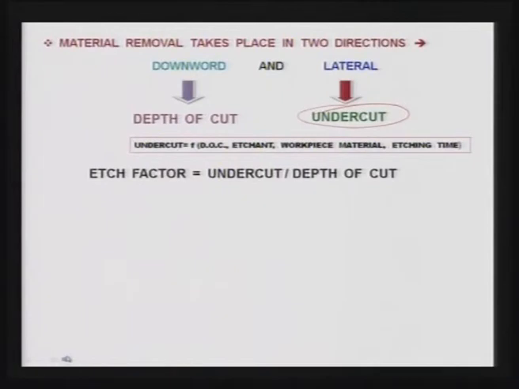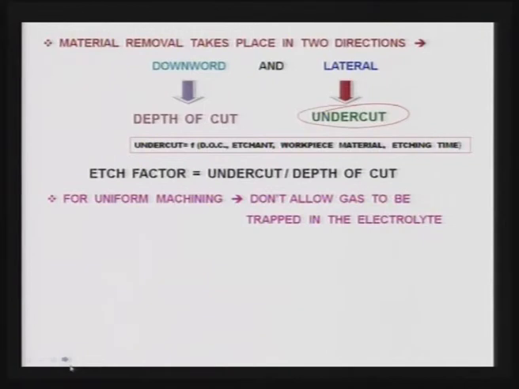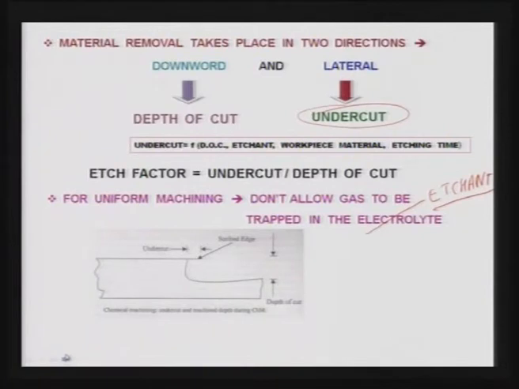And there is a term known as H factor, and it is given by undercut divided by depth of cut. For uniform machining, do not allow gas to be trapped in the etchant; rather than electrolyte, call it etchant. Now, this figure shows what is the depth of cut. This is the depth of cut, and here is the undercut. That is what is shown over here, undercut, and this is the depth of cut.